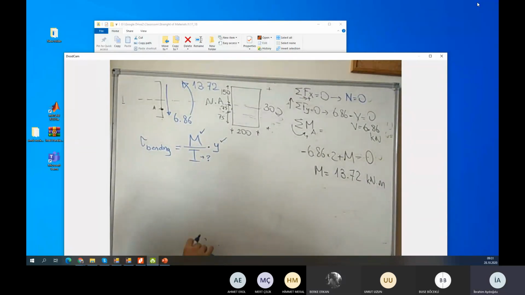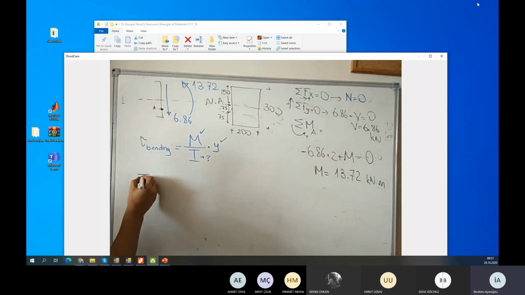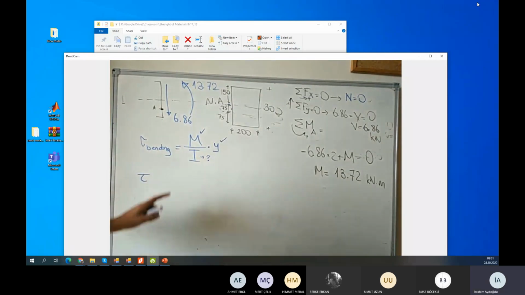Is there any additional stress occurring on this cross section? Do you think there is additional stress? Sigma. Also, I have a tau. Tau due to torque moment. Is there any torque moment available in this cross section? You know what torque is, right? Is there any torque available in this cross section? No. Well, we have a shear force. Which type of stress occurs due to shear force?